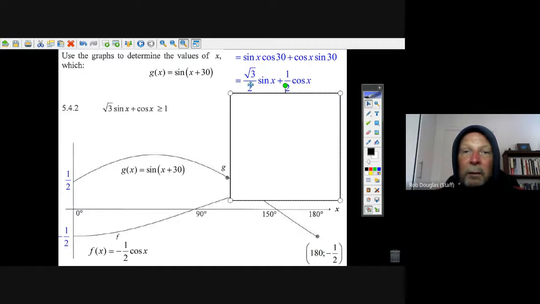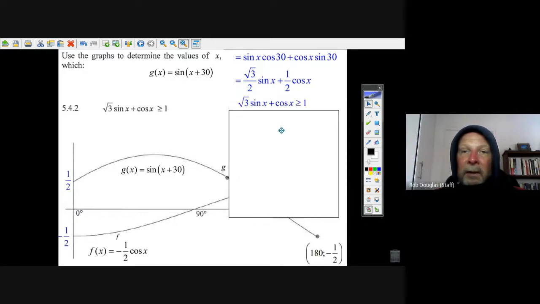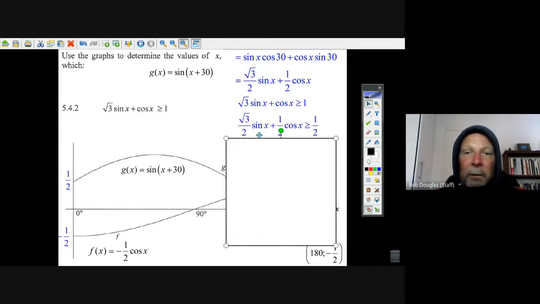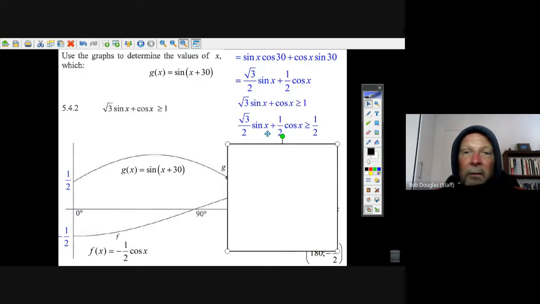the cosine of 30 is root 3 over 2. The sine of 30 is a half. Hey, root 3 sine x, 1 cos x, that's that part. Then I thought, wow, if you divide everything by 2, then it would look exactly like this. So if I take this equation, divide everything by 2, I get this funny way of looking at the sine of x plus 30. It's really root 3 over 2 sine x plus 1 half cos x is greater than a half. So that's what we need to do.